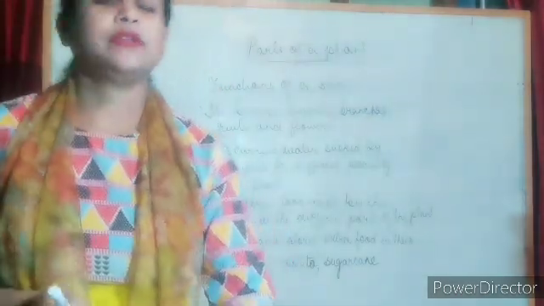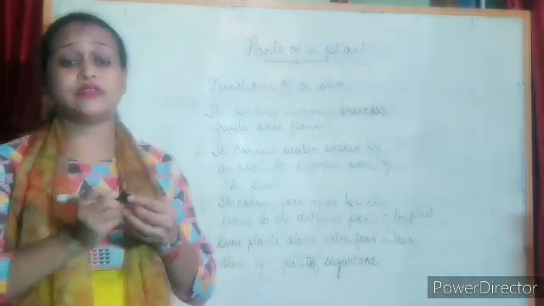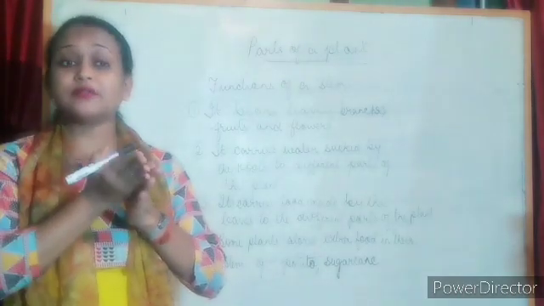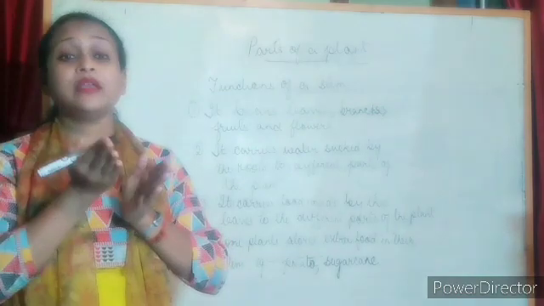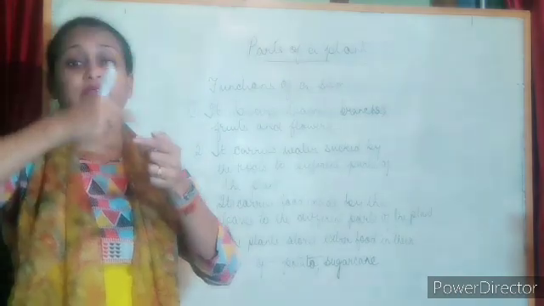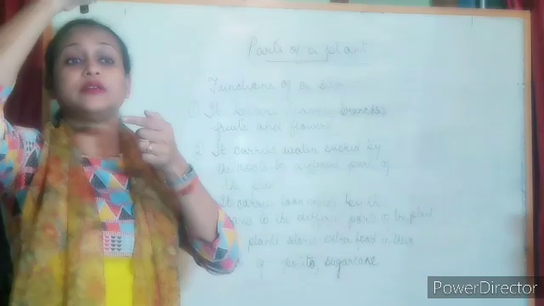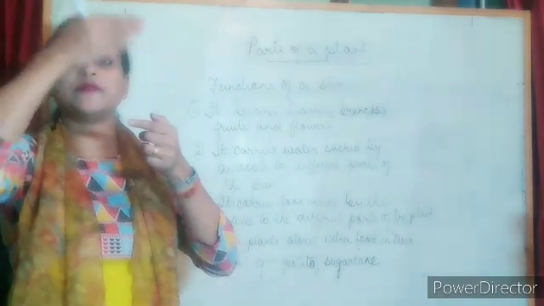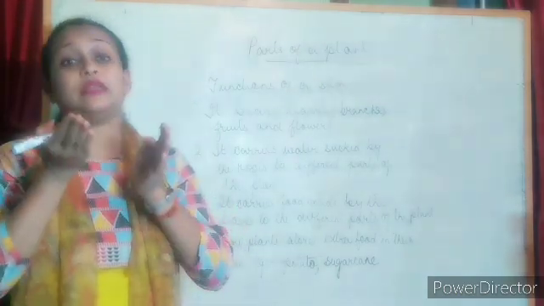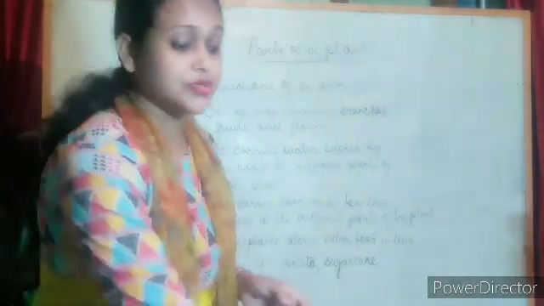So if this network of tubes is damaged, that is, if you cut the tree or cut the plant, what will happen? This network will get damaged. As a result, the plant will die because this connection will be broken. The flow of water from the root to the rest of the plant, or the flow of food from the leaves to the rest of the plant, will be broken if the plant is damaged. So when this connection is broken, the plant will die. So I will show you in the picture.